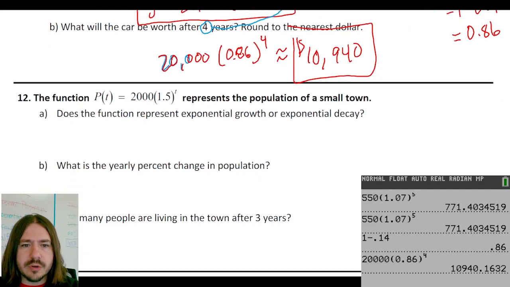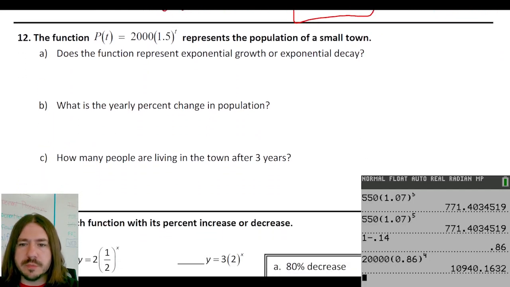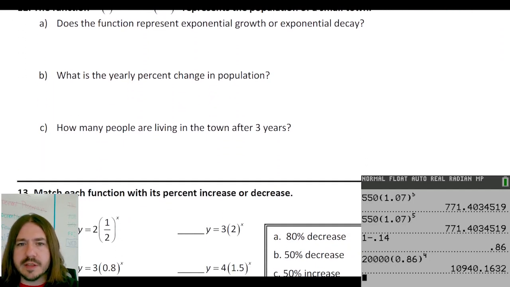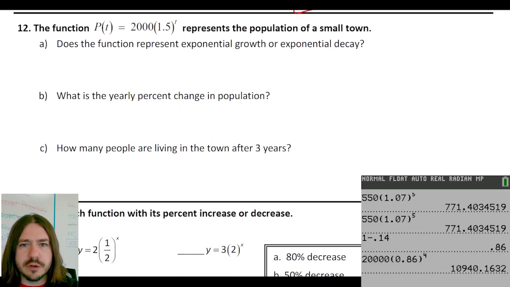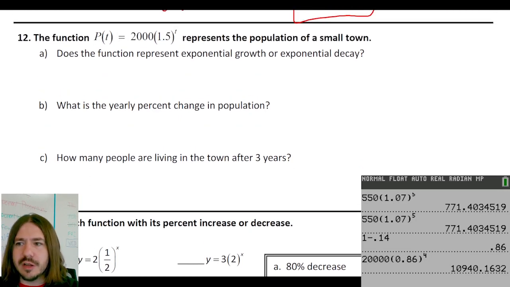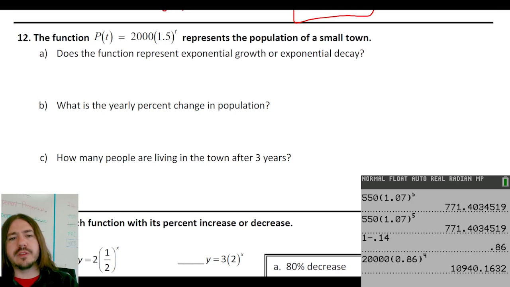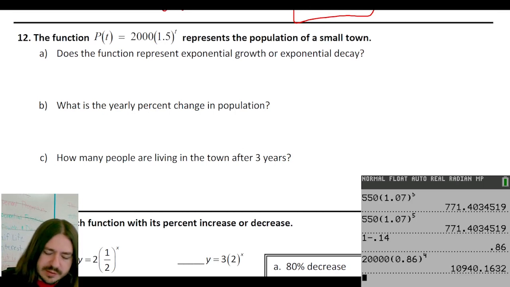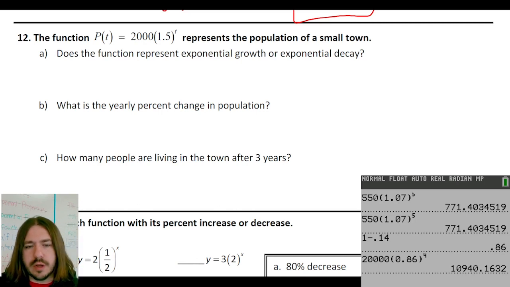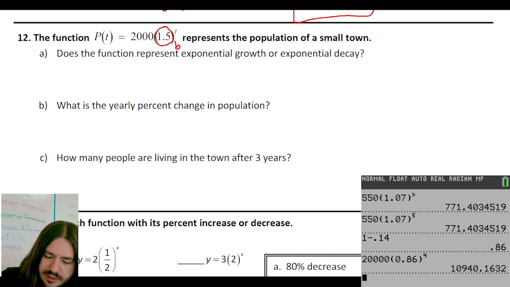Let's go down here to number 12. It says we've got this function p of t, which represents, scrolled too far. It represents the population of a small town. So the first part says, does the function represent exponential growth or exponential decay? And we can see because that b value right here is greater than 1, then we can say it's exponential growth.